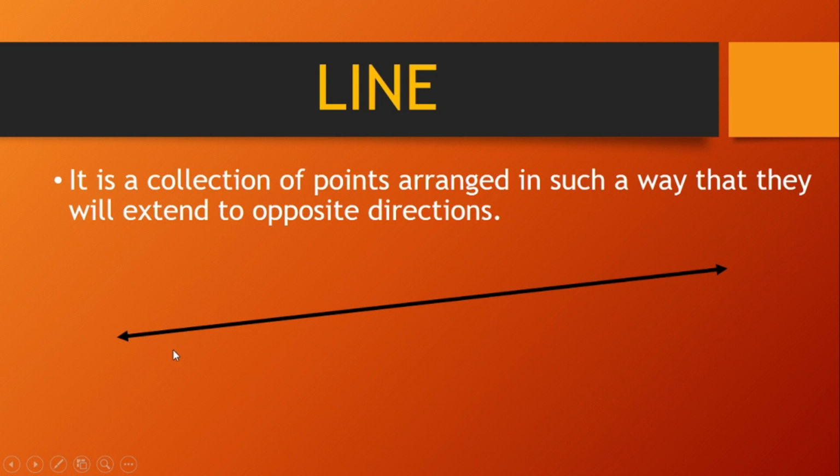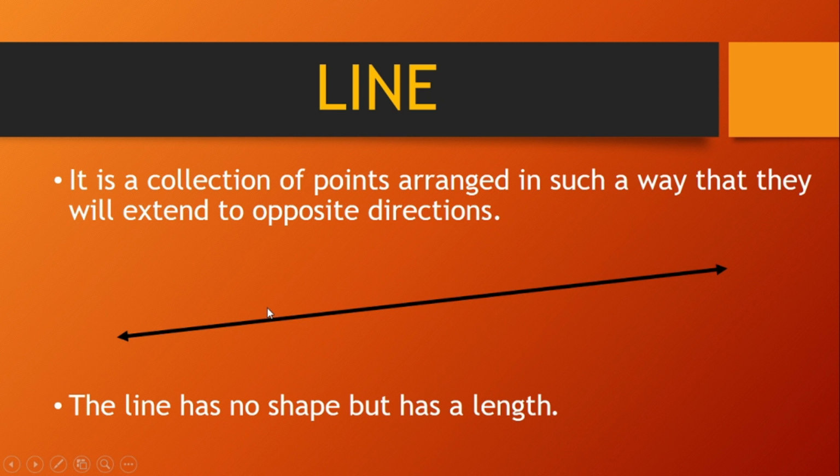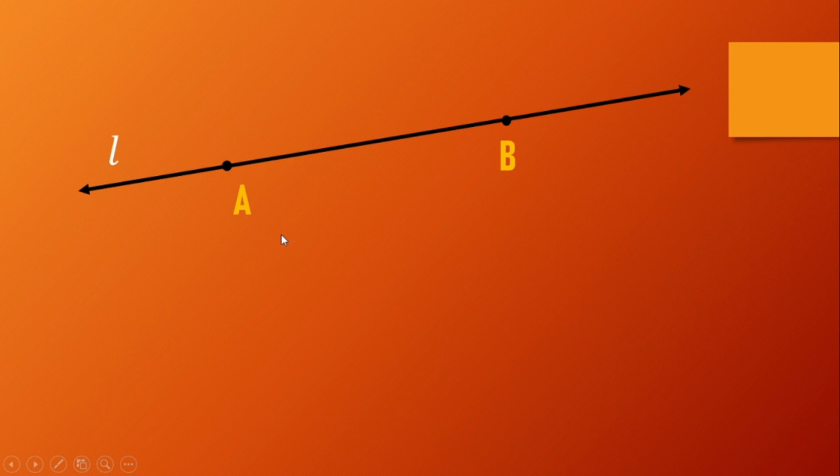Again, a collection of points. And this line has no shape but has length. Okay, it has length. So, let's have an example. I have here a line. Okay, we can name this line in two ways. First is by means of a small letter. We can say that this is line L. When we have a small letter, we can name that as line L. Next is by means of two points on the line. We have here point A and point B. So, this means we can name this as line AB.